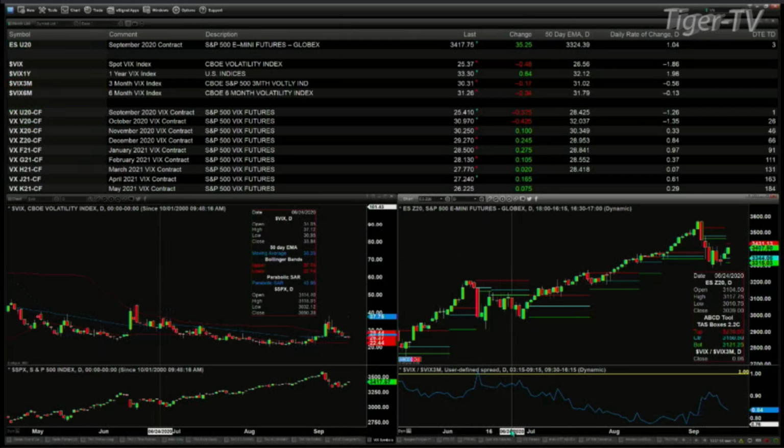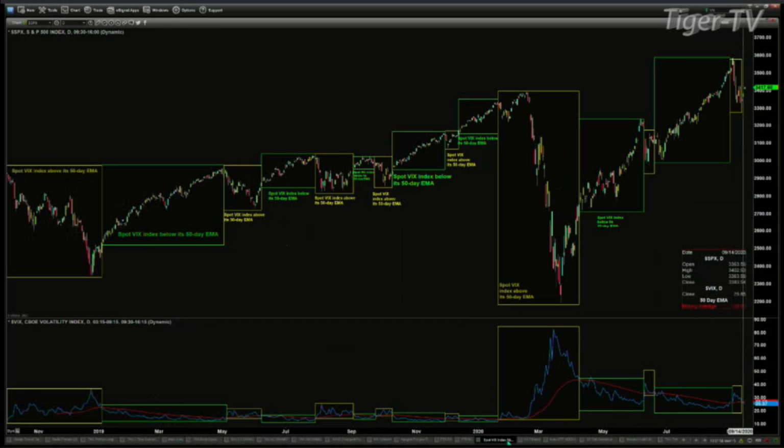Why is that important? Generally speaking, that's what I like to use: how the S&P trades when the spot volatility is above or below the 50-day exponential moving average. That's what this chart here shows. You go do the work yourself, you'll come up with the same conclusion. That is an important piece of information. What else do we need to know?